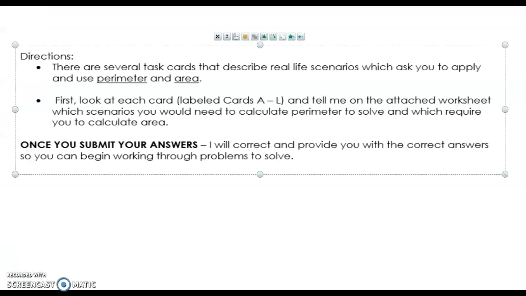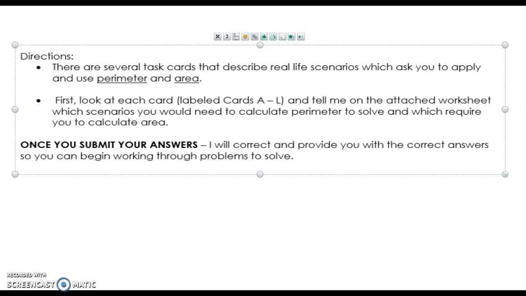All right, so today's task is I'm going to give you several task cards that describe real life scenarios, and they're going to ask you which would you use, perimeter or area. So kind of like we just did highlighting, you're going to take a look and see on your own, can you identify successfully which ones use area and which ones use perimeter. So there's going to be 12 cards labeled A through L, and I want you to tell me on the attached worksheet, I'm going to give you some space to type it out, but to identify which you would use.